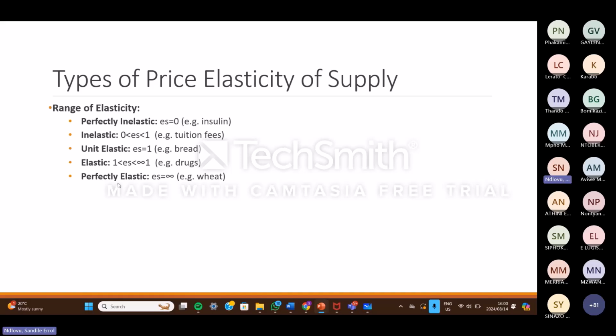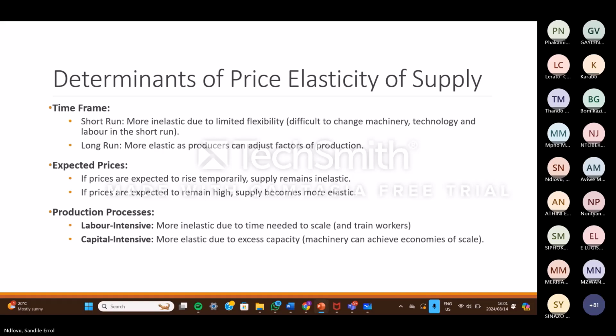And then for a perfectly elastic supply curve, those refer to goods in the competitive market where firms are competing for the same customers. Okay. And so obviously any small increase in price will cause the suppliers to supply as much of their products as possible because they are competing for the same market share. All right. And other determinants of the price elasticity of supply. So basically what influences supply or the elasticity of supply in the short run?